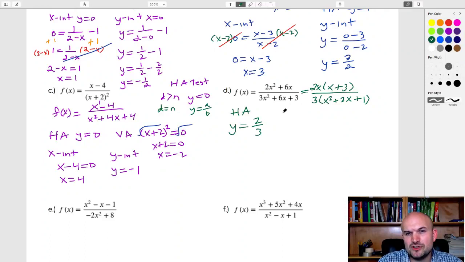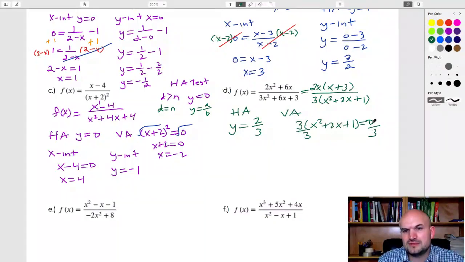Okay. For my vertical asymptote, I'm basically just going to set my denominator equal to 0. Now, the nice thing about having that 3 factored out is that it does not affect my solutions. That's just a scalar, so I can divide that 3 out. Then I'm left with x squared plus 2x plus 1, which I recognize to be a perfect square trinomial, so I'm just going to factor that as a binomial squared.